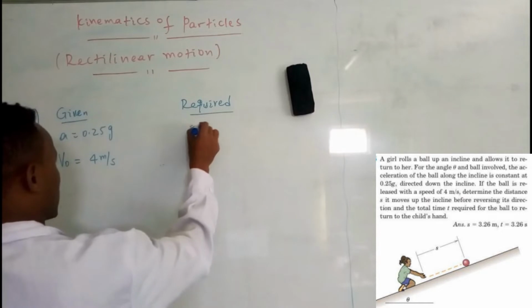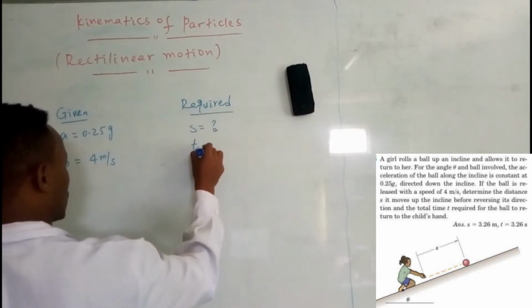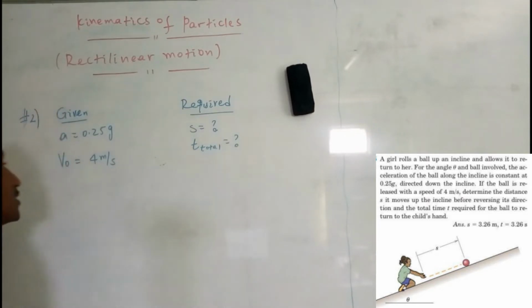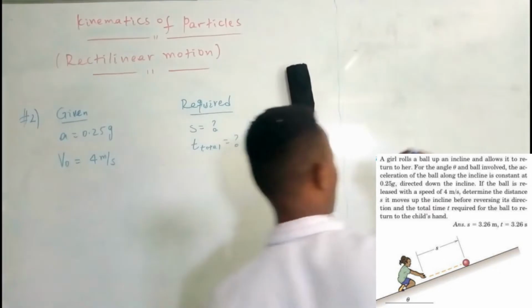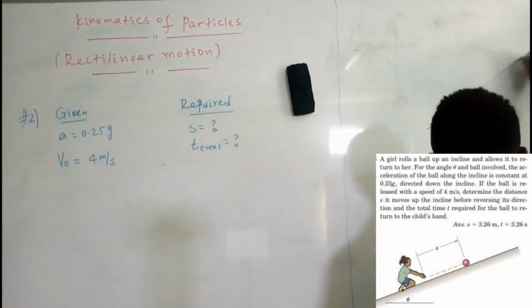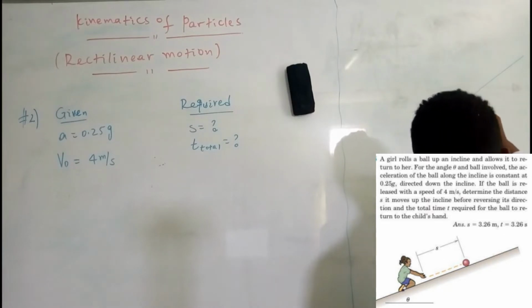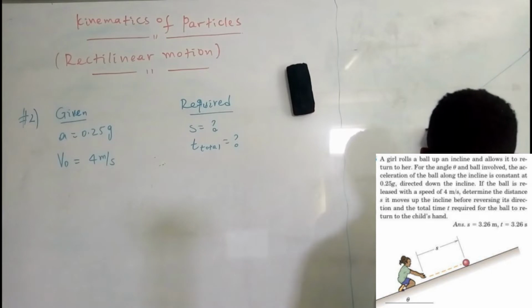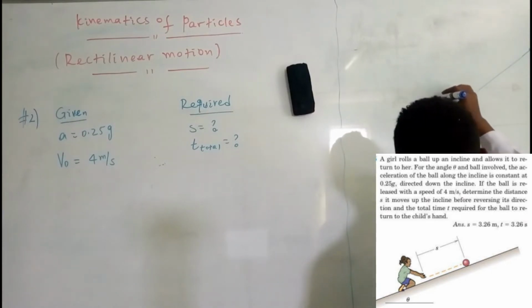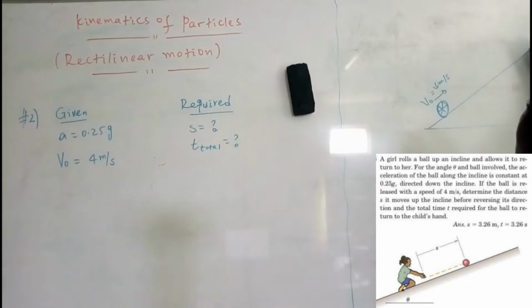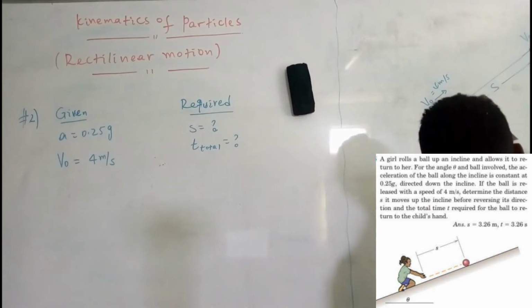The first thing is S is equal to how much? The second one is T total is equal to how much? So let's see. Here we have the initial velocity. At this point, the distance S is traveled. At this point, V final is equal to 0. Here we have angle theta.